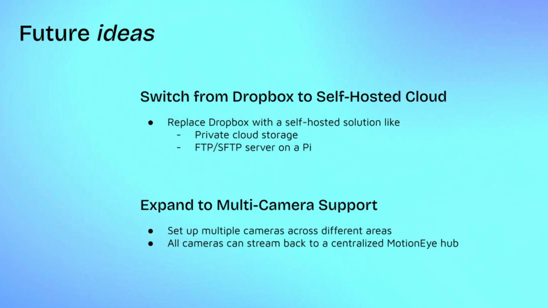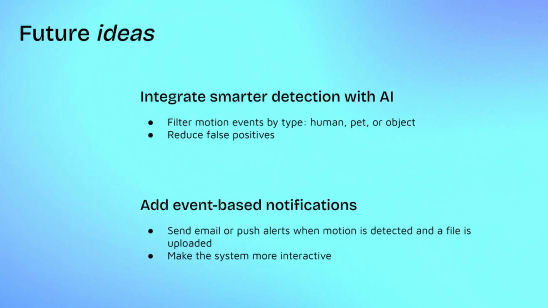Since MotionEye supports multiple feeds, I could set up multiple Pi cameras around a space, each monitoring different zones. A central server could aggregate all the feeds for unified viewing, alerts, and storage. Another thing I could add is event-based notifications. I could send email or push alerts when motion is detected and a file is uploaded. This would make the system more interactive and useful in real-time security scenarios.